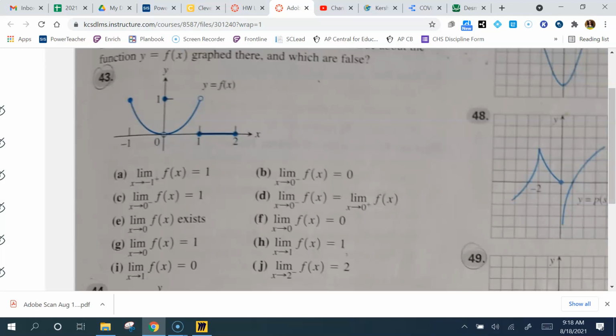All right. How about 0 from the left? Is it 0? Okay, so as I approach from the left-hand side, from the negative side, and I get closer and closer to 0, it's approaching 0, right? True. So the hole doesn't matter. The hole just defines it or doesn't define it at that point.